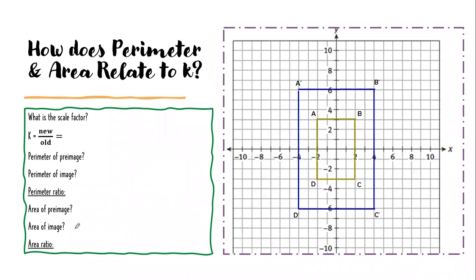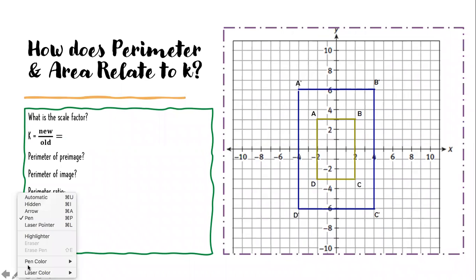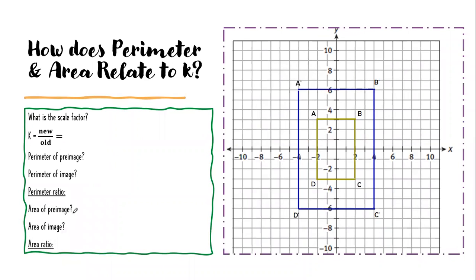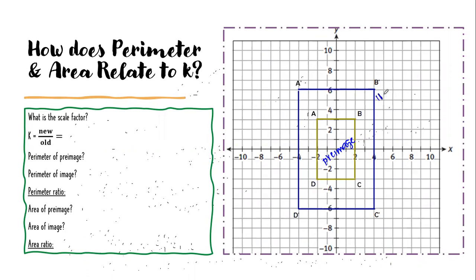So this one's a rectangle, not a square, it's a rectangle. So let's find the scale factor first. Which one's the pre-image? The smaller one. So this is the pre-image. And the image is the big one. So I know it's getting bigger. So I know my K should be greater than 1 because it's an enlargement.